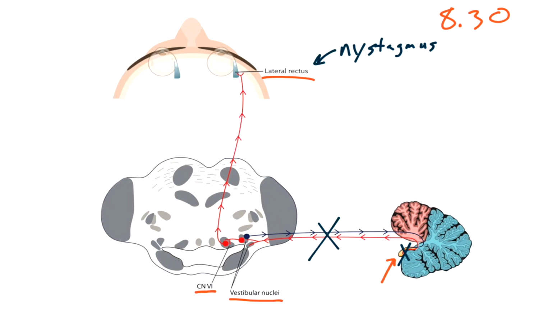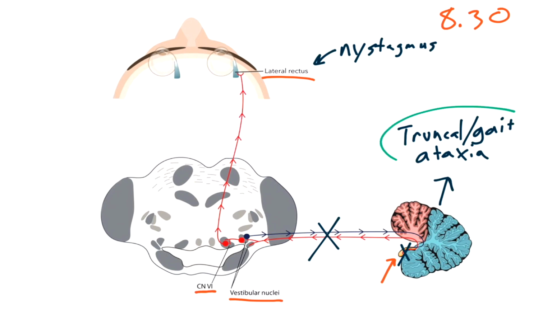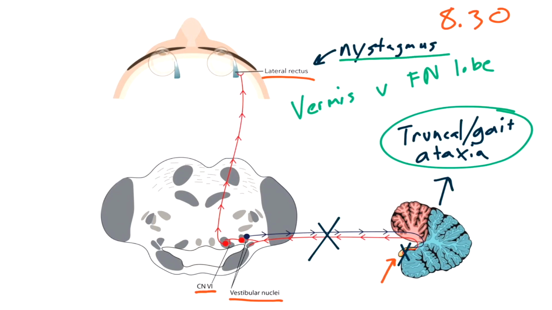Also keep in mind that the floccular nodular lobe, much like the vermis, can cause truncal or gait ataxia, which we discussed earlier in this lecture. So if a patient presents with gait ataxia, and you're trying to distinguish between a lesion in the vermis versus the floccular nodular lobe, then you can just look at the eyes to see if the patient demonstrates nystagmus. If so, you're more inclined to think that the floccular nodular lobe has been lesioned and not the vermis.